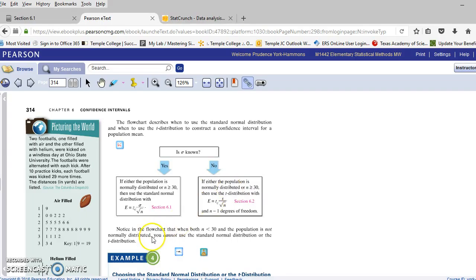However, and this is the important one, notice in the flow chart that when both n is less than 30 and the population is not normally distributed, you can't use either the z statistics or the t statistics from StatCrunch. You wouldn't be able to work the problem at all. So this little paragraph right below that flow chart is extremely important. I hope this helps you with chapter 6.2. Please feel free to contact me if you need assistance.